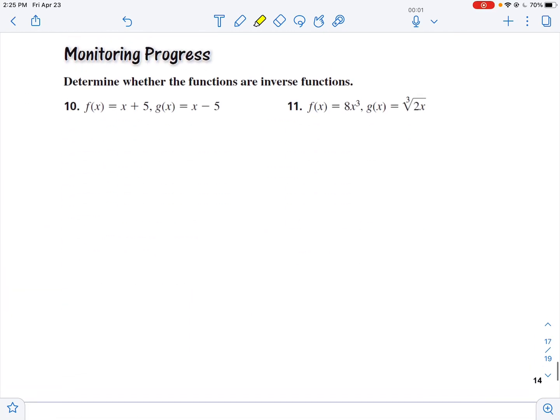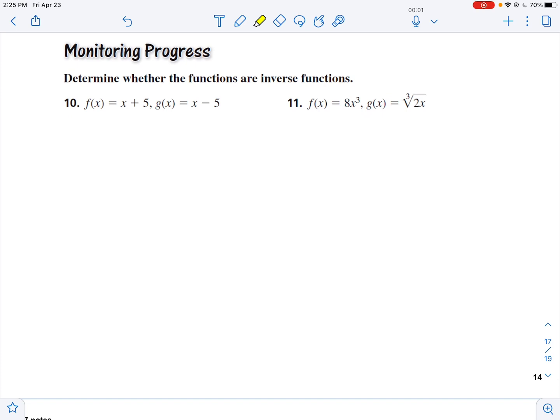Okay, so here's a couple. Give it a pause. Try to find out if they're inverses or not. All right, here we go. Let's do number 10. I'm going to do the fog.